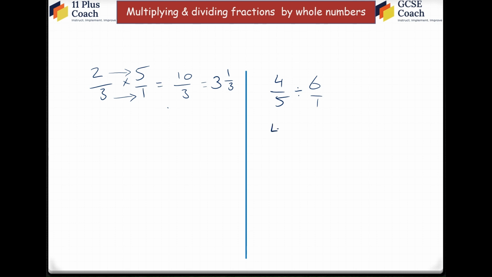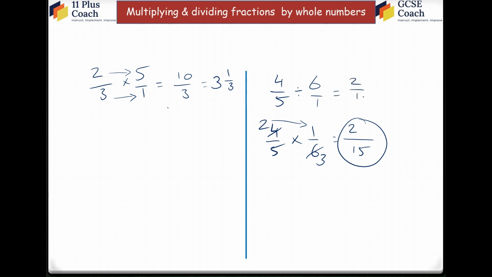So keep the first, 4 over 5, flip the second, becomes 1 over 6, and change the symbol to times. Now again, I can either times across first, or I can see now before I times across that 4 and 6 can be simplified first. I can divide them both by 2. So 4 goes into 2 twice, 2 goes into 4 twice, and 2 goes into 6 3 times. So now I'm left with 2 over 5 times 1 over 3. So times the numerators together. 2 times 1 is 2, and 5 times 3 is 15. So 2 over 15 is the answer to that question, 2/15.